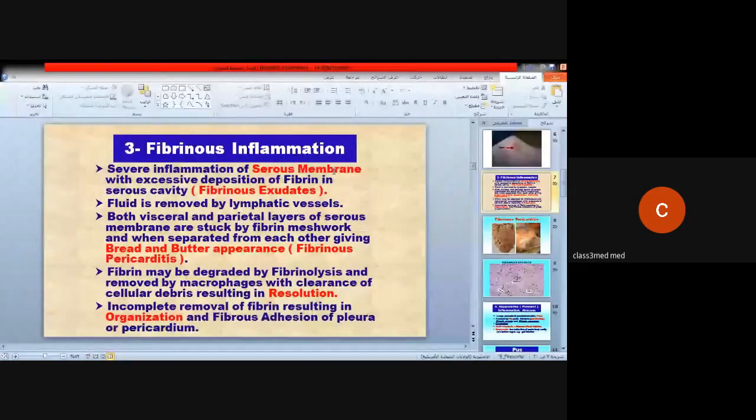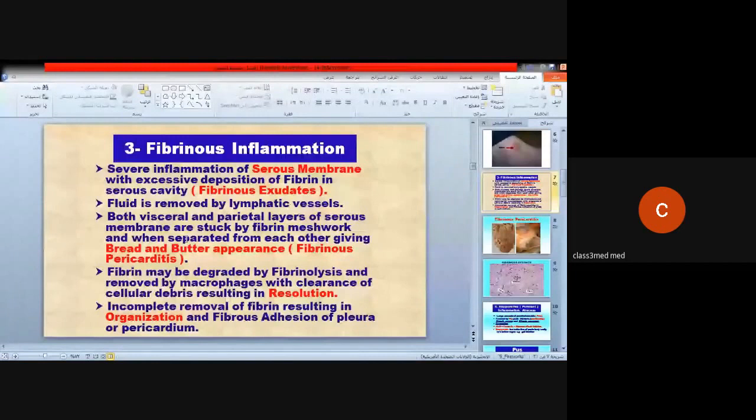In fibrinous inflammation, the fluid is removed from the inflammatory exudate within the first 2 days, removed by lymphatic vessels to the regional lymph node. What will remain? Fibrin will remain, the white material. So both visceral and parietal layers of the serous membrane are stacked together by a fibrin meshwork.